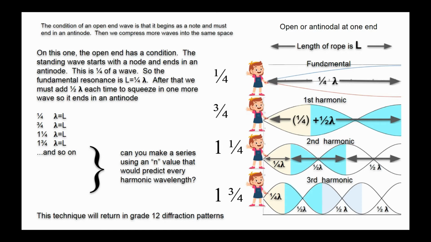So from our fundamental, which is a 1/4 wavelength long, after that, each subsequent harmonic requires the addition of another half of a wave. So this sequence of numbers looks like this. It starts different, but it still advances by half a wavelength every time. Only the starting condition was different.